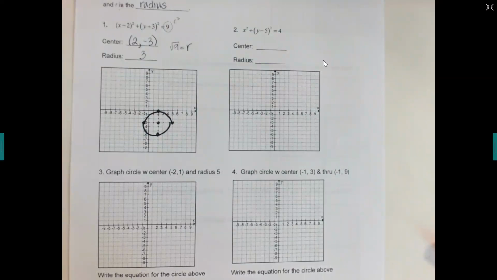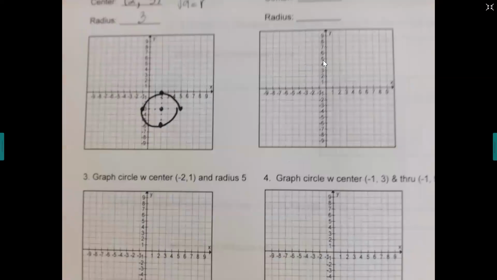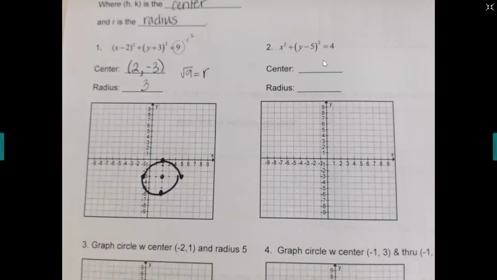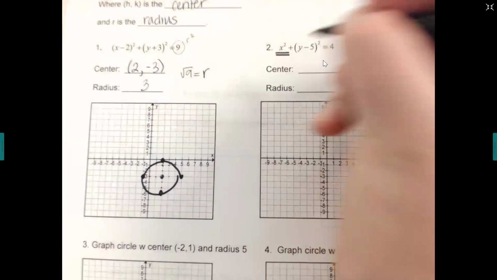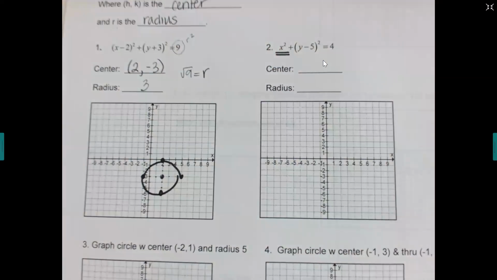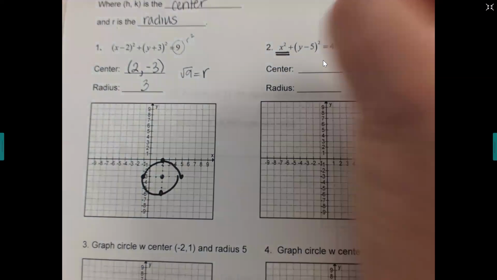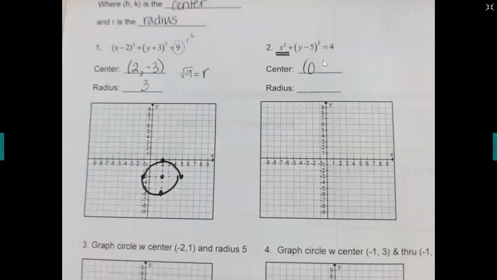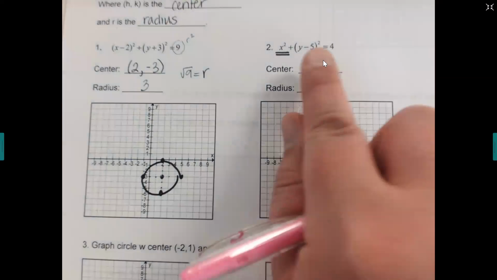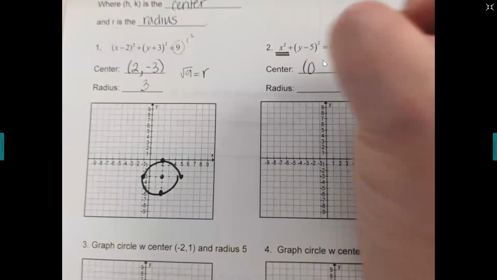Okay, take a look at number 2. This time, your x is alone. If your x is alone, what do you guess the center x value is? It would have to be x - 1 for it to be 1. 0. So if your x is alone, that means it's a 0. Then my y has a -5. What's my real y then?